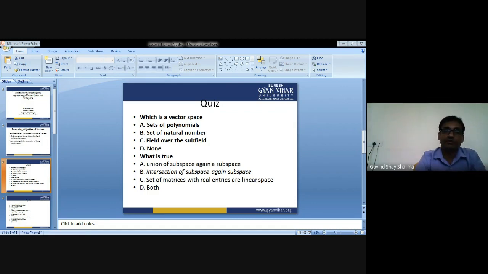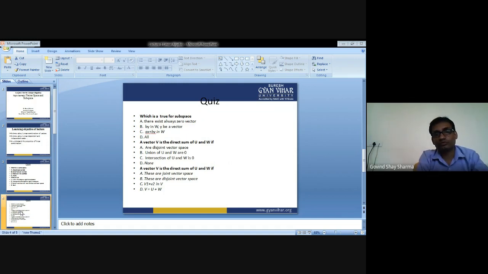Set of matrices with real entries is a linear space. This is also right. The entries may be real numbers, zero, one. The identity is covered, the inverse element is also covered, the multiplicative inverse is also covered. So this is a linear space or vector space.